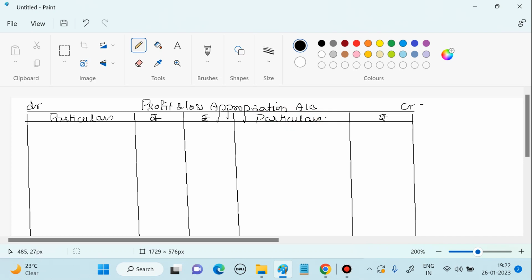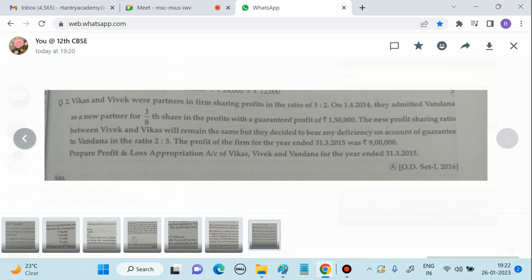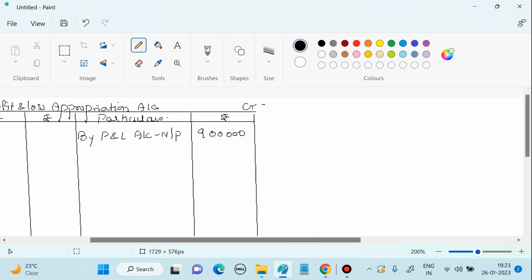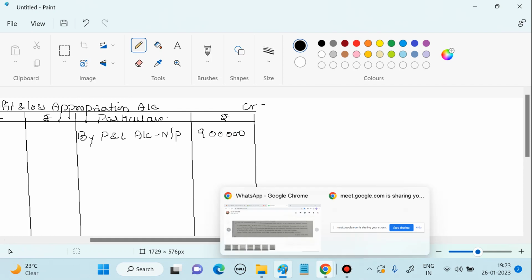So we start the appropriation account with the net profit, and the net profit was 9 lakhs, profit of the firm, by profit and loss account, net profit of 9 lakhs. Now we have to do the working note for the same. Now we will take down the details here and we will start.